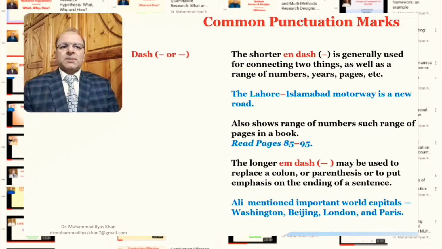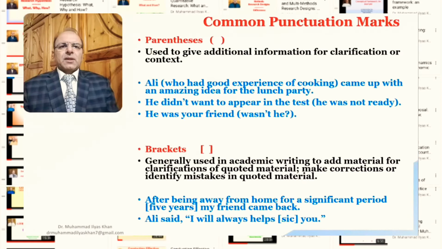So here are examples. Ali mentioned important world capitals. Now after this we want to emphasize, or we want to actually elaborate on that. So we put a long or em dash, or longer dash: Washington, Beijing, London, and Paris. So these are the uses of the symbol dash.